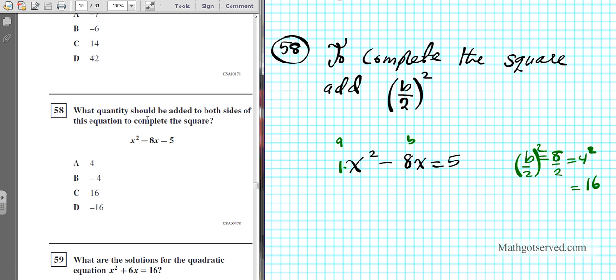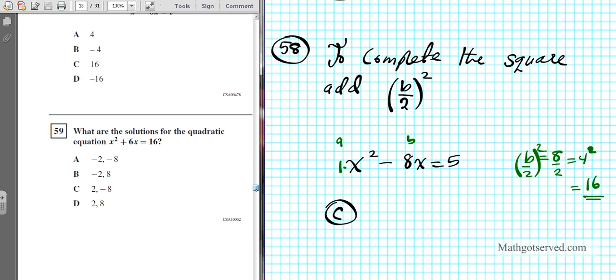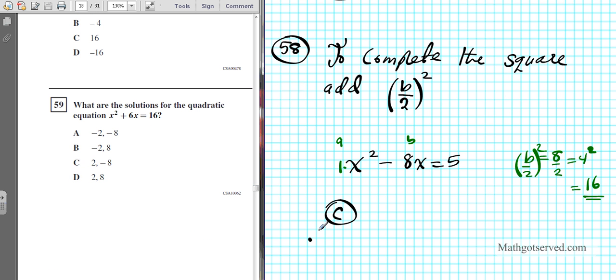So the question says, what should I add to both sides to complete the square? Guess what? 16 is what you add to both sides to complete the square. On the left side, you have a perfect square trinomial, which you can solve by taking the square root. Okay? So the answer to number 58 is option C. All right, let's move on to 59. It says, what are the solutions to the quadratic equation?